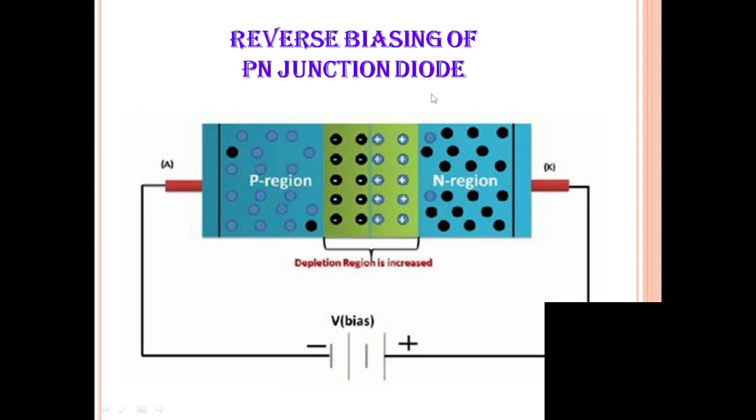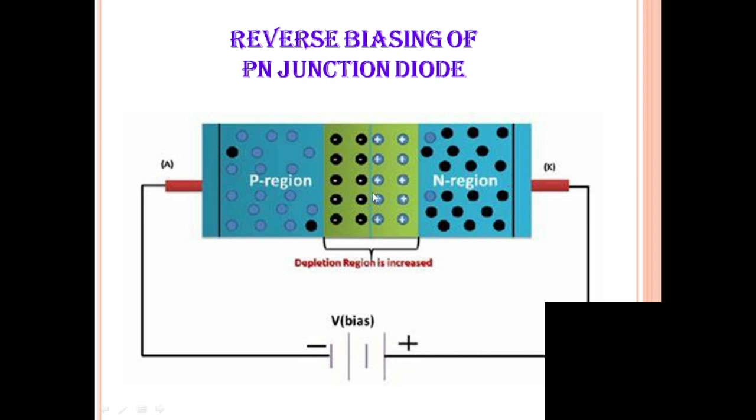Similarly, if you consider reverse biasing, the reverse process has taken place instead of forward biasing. The battery negative terminal is connected with the anode, the P region, and the battery positive terminal is connected with the N region cathode terminal. The P material holes are attracted by the battery negative terminal, and electrons from the N region are attracted by the battery positive terminal.